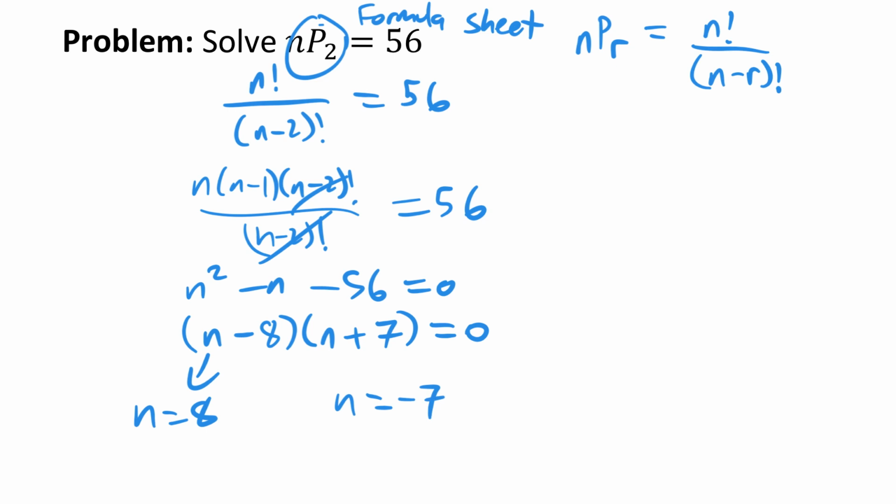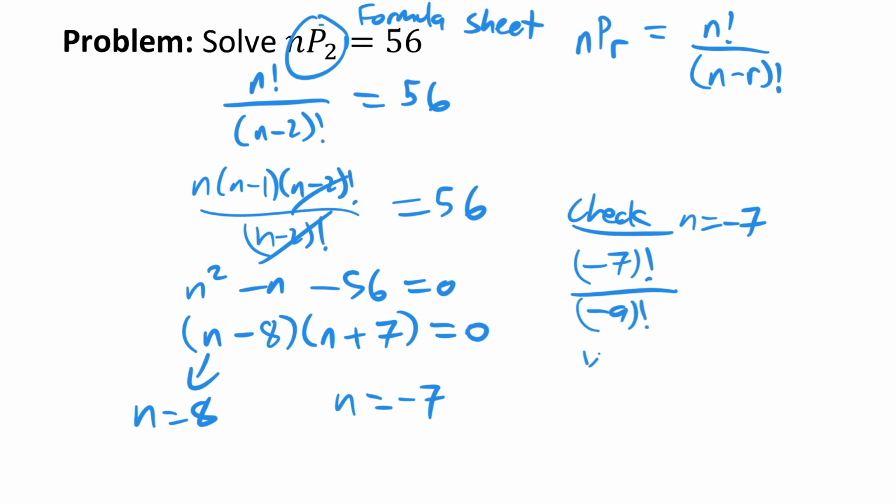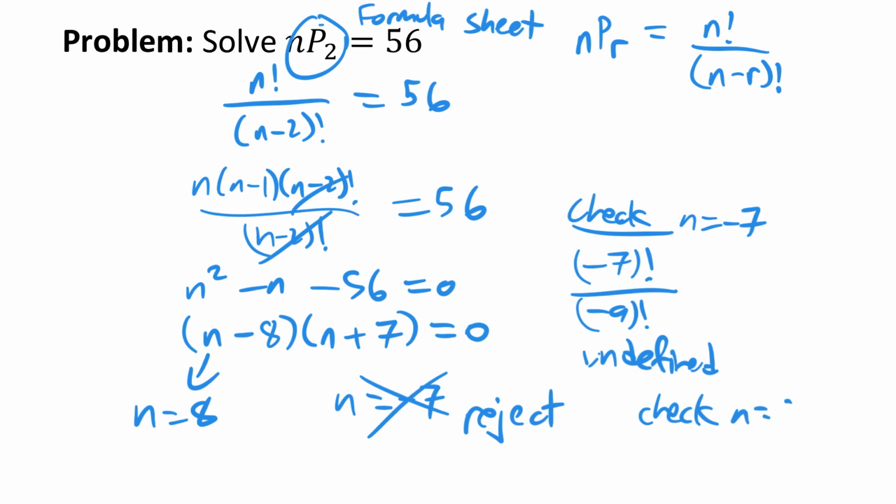We can see right away with the check that n equals -7 is not going to work. -7 factorial on the top, -9 factorial on the bottom. This is undefined. So we reject that. But if we were to check n equals 8, that's going to work out. Yes.